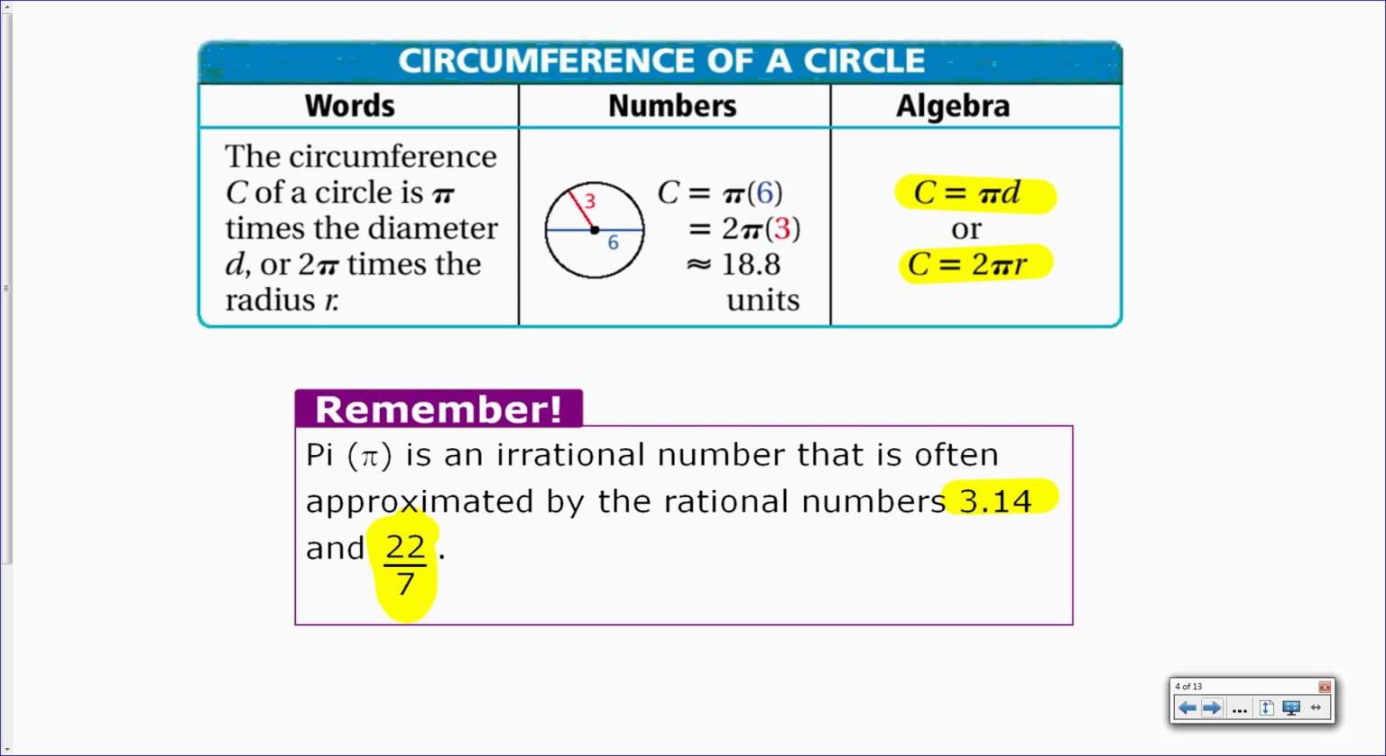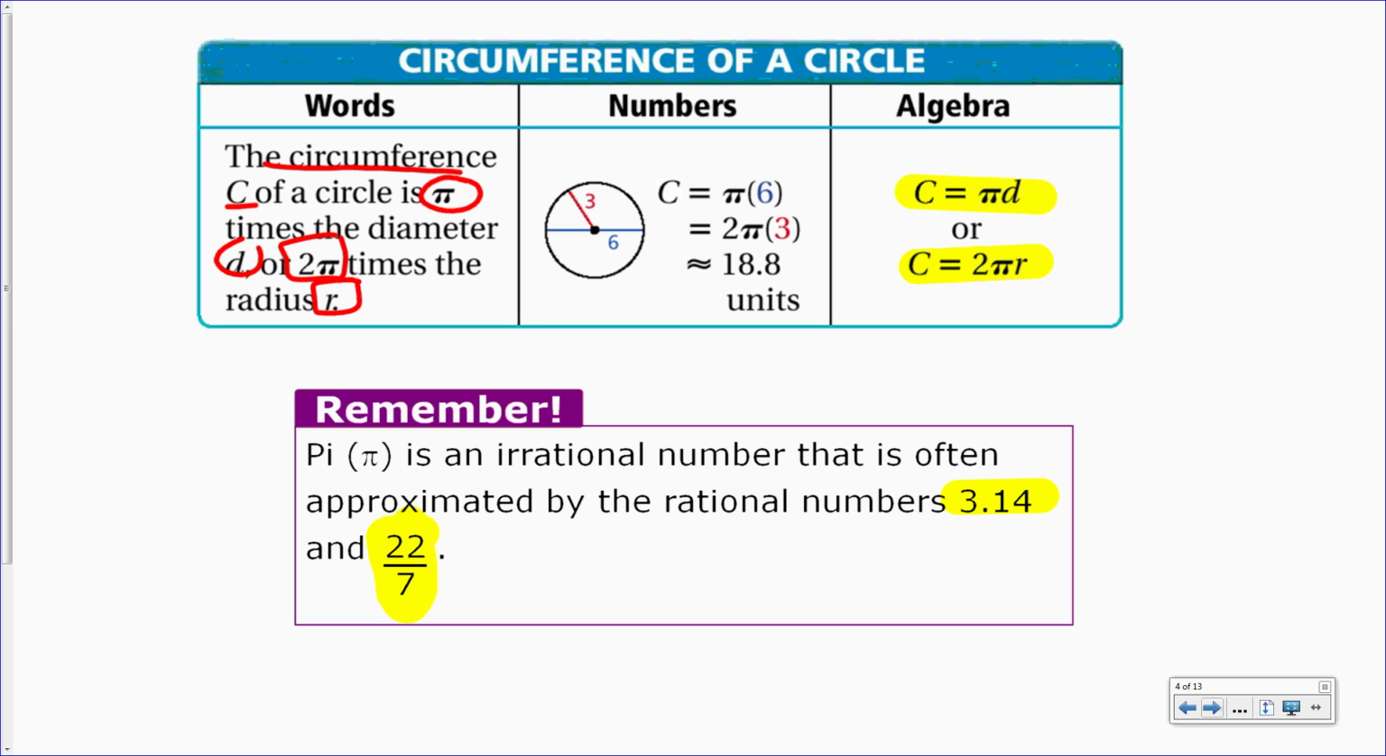You have this chart on your notes. There's a few things you need to fill in on it. In words, we say that the circumference, or we use the letter C for it, of a circle is the number pi times the diameter. So, and diameter is d. So 2 pi times the radius would be another way to do it.